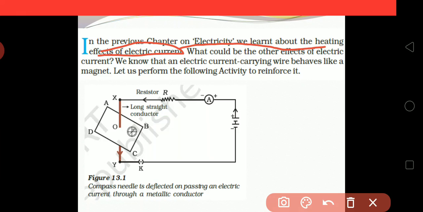We know that an electric current carrying wire behaves like a magnet. If we have an electric current carrying wire, it will behave as a magnet, as you can see in Figure 13.1. Let us perform the following activity to reinforce it.